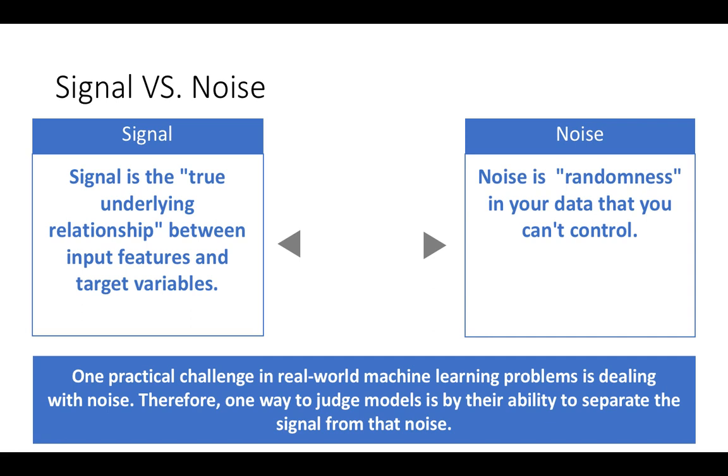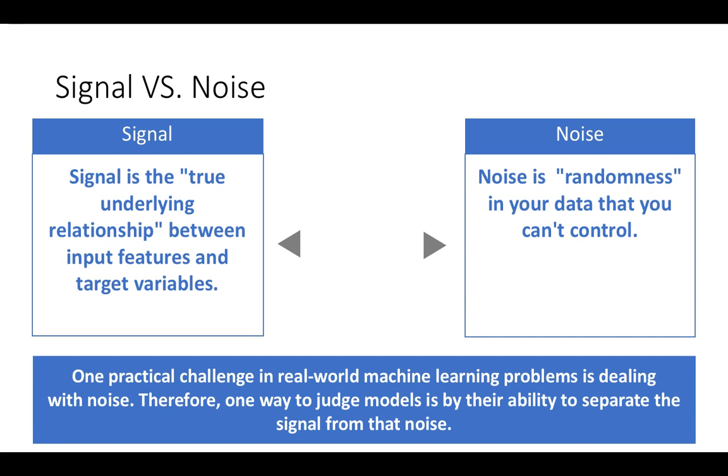So we defined model complexity earlier using the signal versus noise analogy. Let's recap. Signal is the true underlying relationship between input features and target variables. There is always a true relationship that exists, and that is what we have to capture. Noise is randomness in your data that you can't control and don't know. Every data set will have some inherent noise that we have to be aware of.